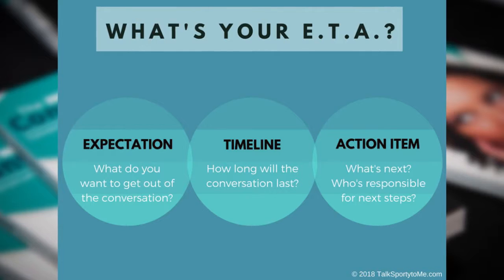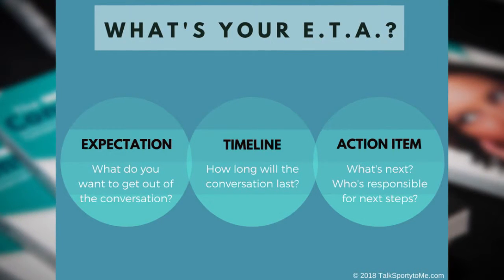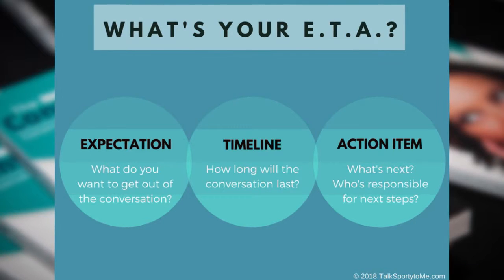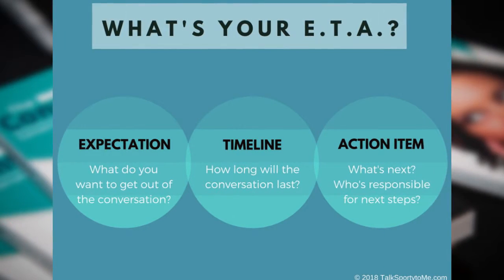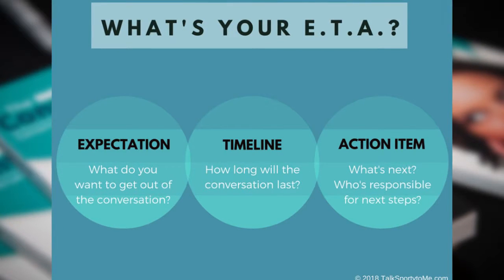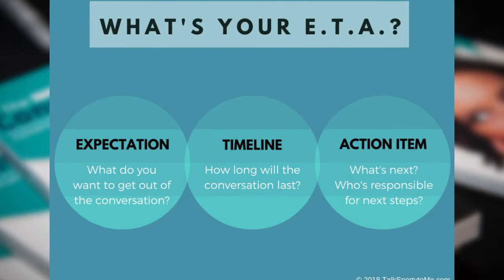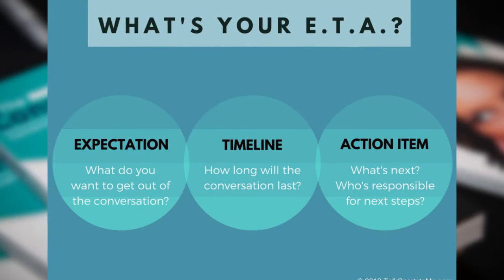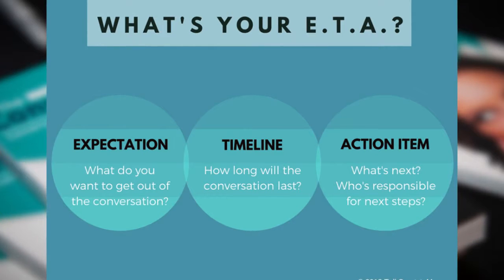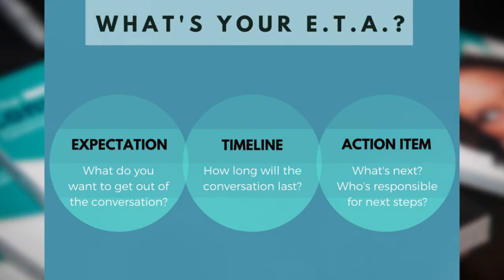Every conversation that you have needs to have a reason behind it. So the expectation is knowing, what do you want to get out of a conversation? The timeline is a measure of how long that conversation is going to last. And the action item indicates what comes next. It actually says who's responsible for the next steps.